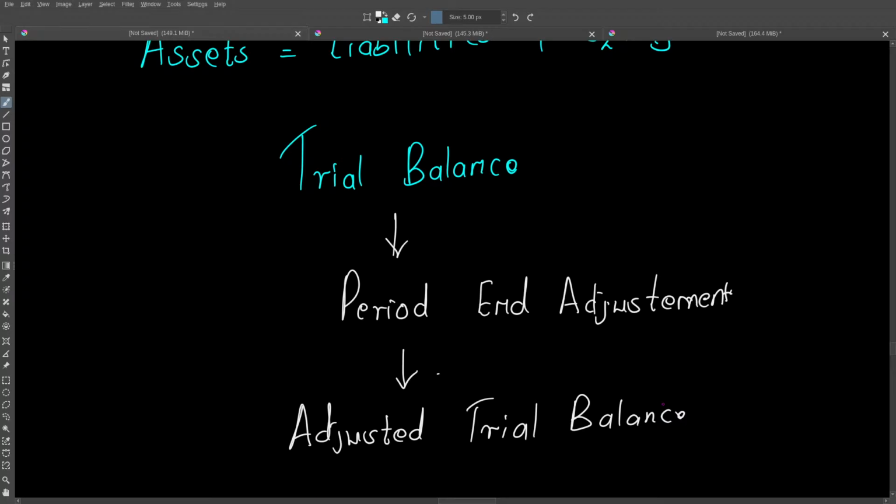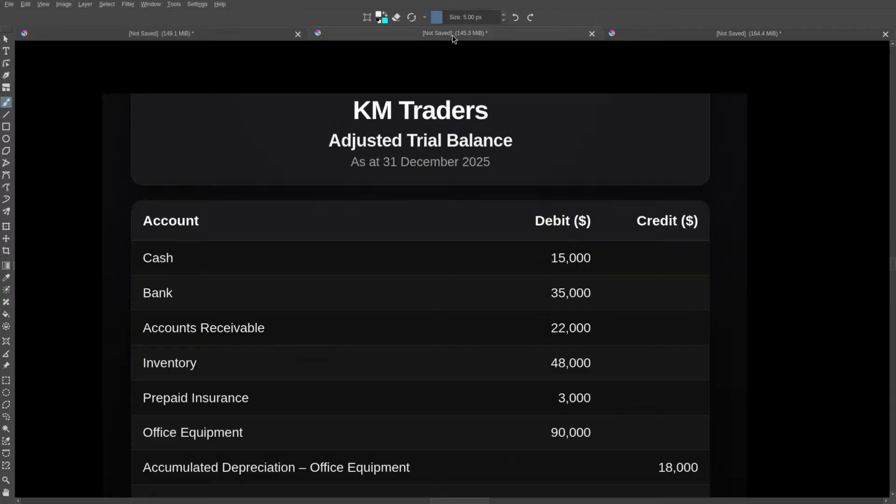Once you do that, then you will have that adjusted trial balance. I want us to look at an example here. We have been given the adjusted trial balance. Then let us look at how to prepare the statement of financial position given that trial balance.